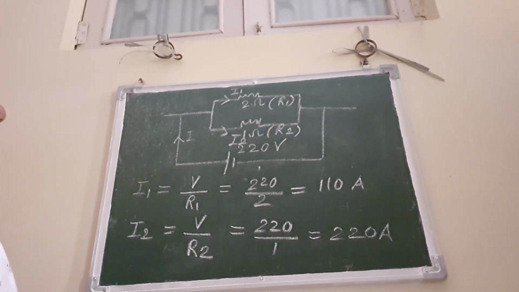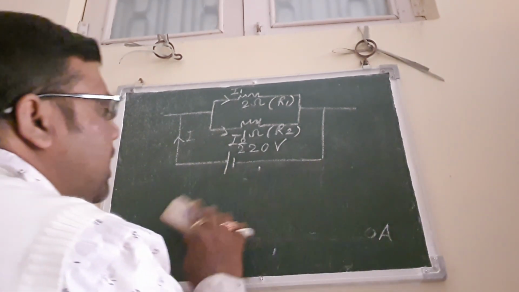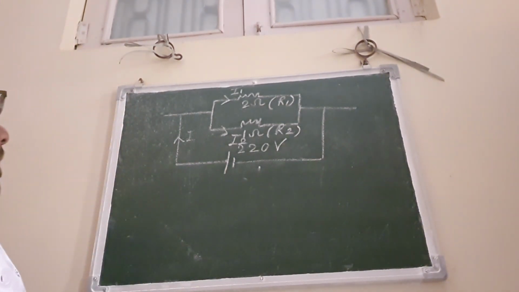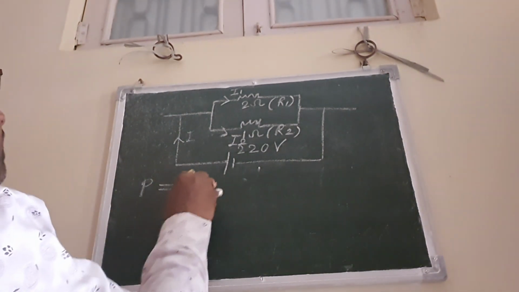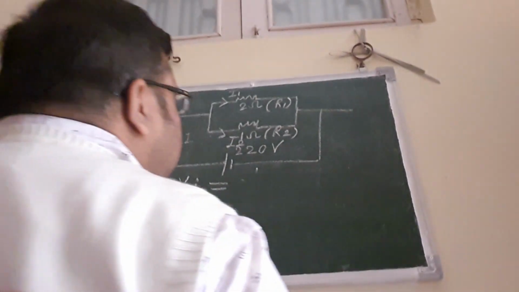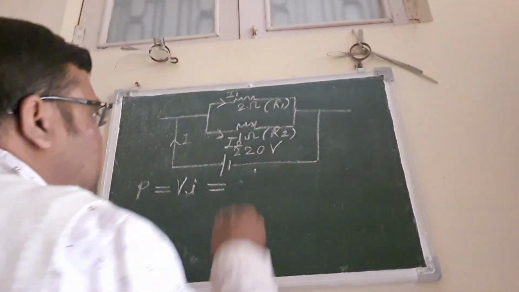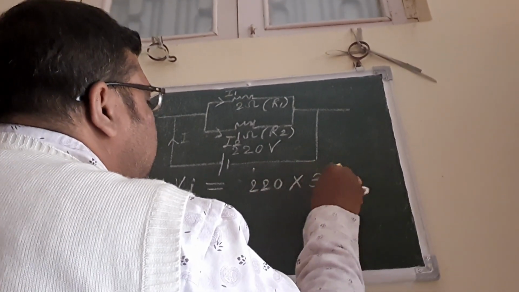So these will be the currents that will be flowing through this circuit, and we have to calculate the power of this circuit. So we are calculating the power for this circuit. The formula for power is P is equal to VI. The current that has been flowing through it was 330. The voltage is 220. So 220 times 330.